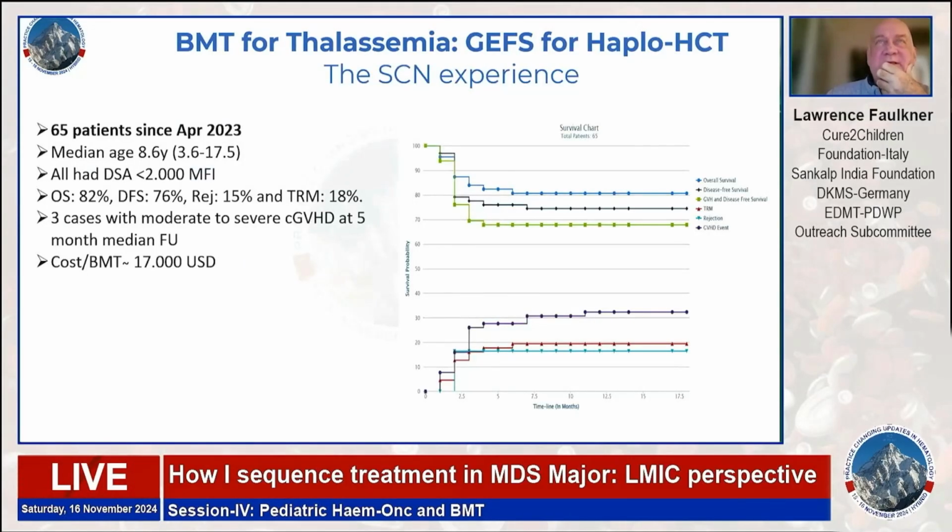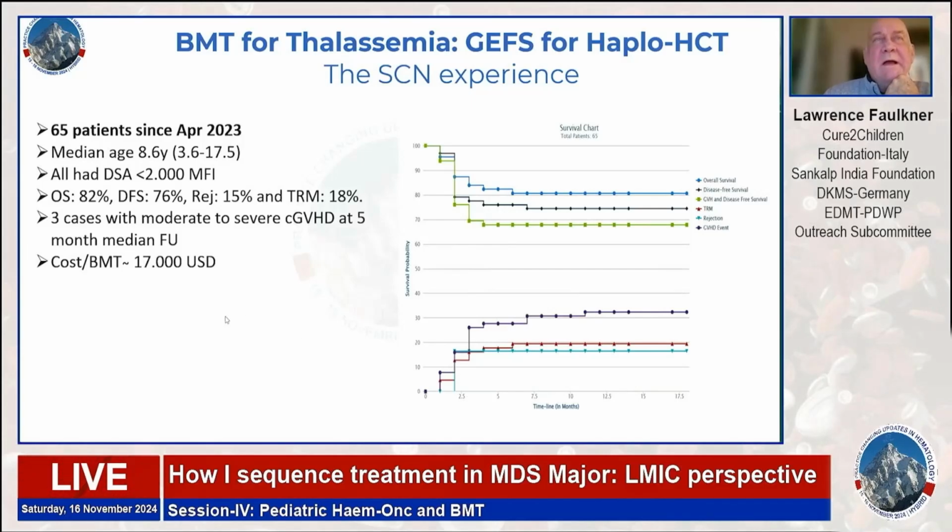So this is our experience from the Sankalp Children's Network in India. We have 3 institutions in Jaipur, Ahmedabad, and Bangalore. And we have done 65 patients since April 2023, with a median age of 8.6 years, ranging from 3.6 to 17.5. And all patients had donor-specific antibodies less than 2,000. We'll talk about this. And overall, the survival was 82%, with a disease-free survival of 76%, rejection 15%, and transplant-related mortality 18%, which of course are not very good results.